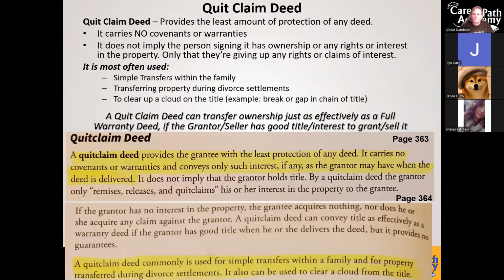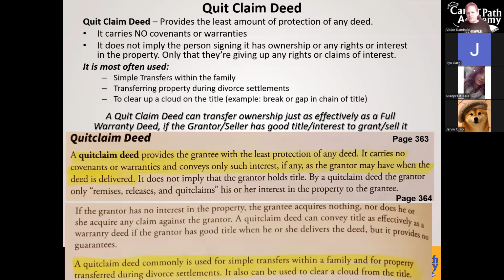And then we have a quitclaim deed. Lastly, the quitclaim deed provides the least amount of protection of any deed. It carries no covenants or warranties whatsoever. It doesn't even imply the person signing it has ownership or any rights to the property or interests in it. Only that they're giving up any claims of interests. They're willing to give up any rights or claims to interest without saying they have any rights or claims of interest in the property.